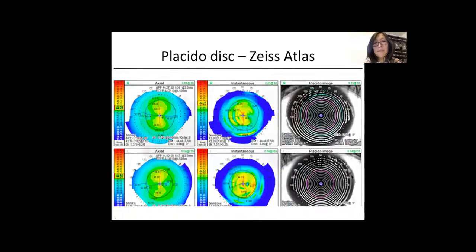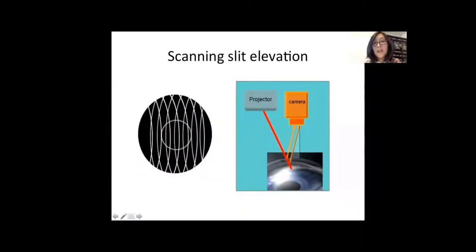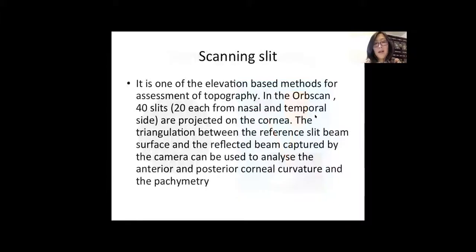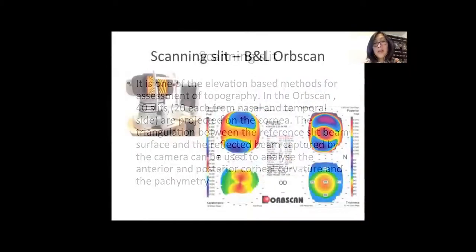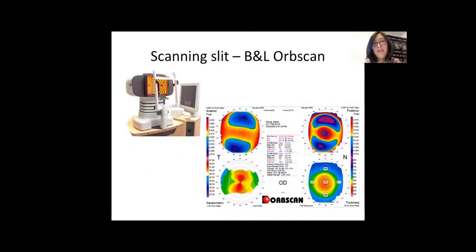Scanning slit elevation uses a projector and a camera to project these slits onto the eye and then to interpret their reflection back to the camera here. This allows us to analyze both anterior and posterior aspects. This would be scans that you see, such as the BNL Orbscan. It gives us a lot of information, not only of the anterior, but posterior corneal curvature, which can impact, obviously, our refractive error.